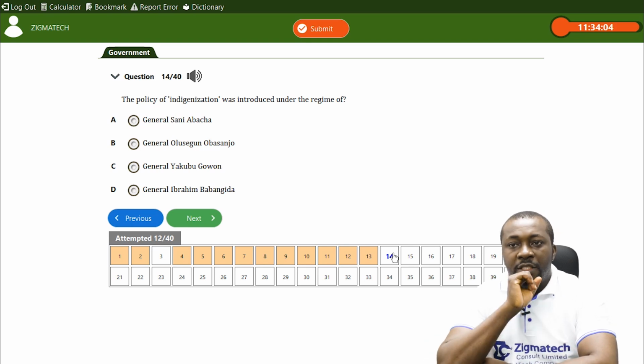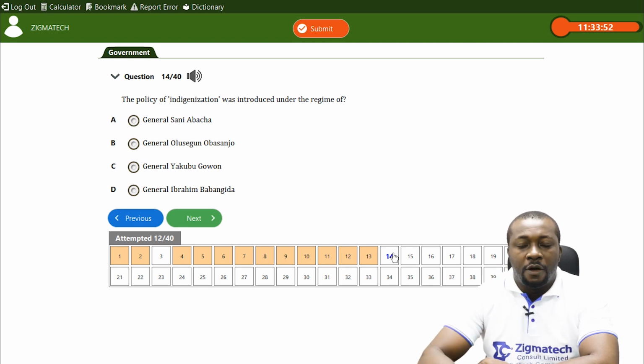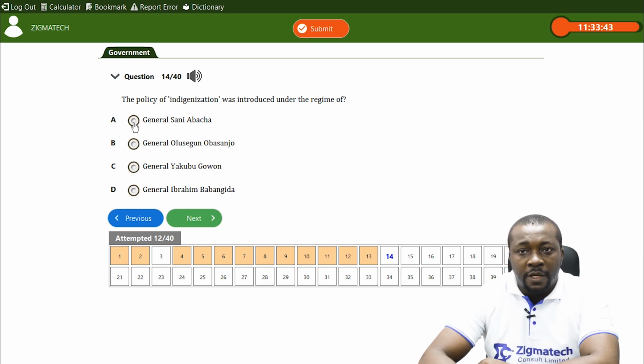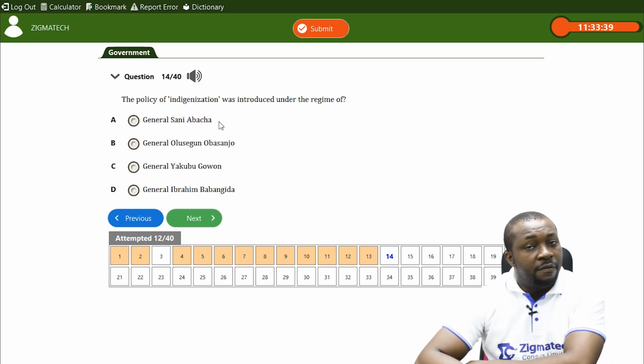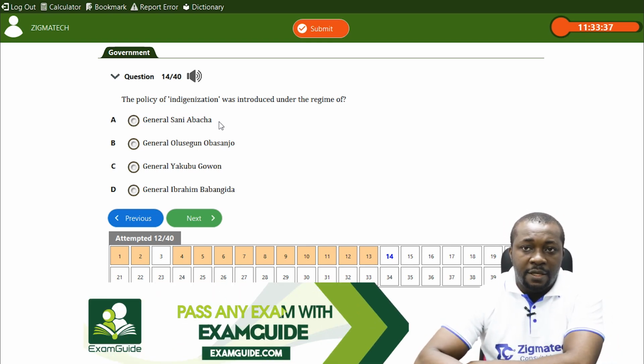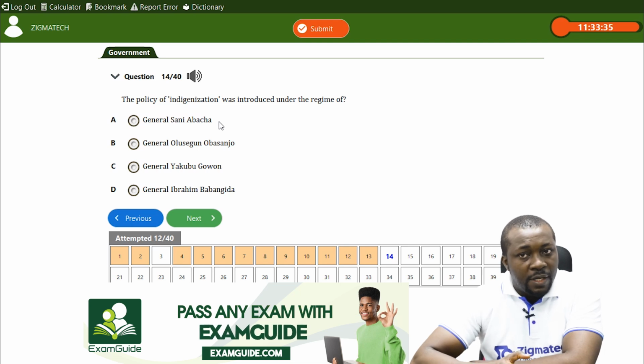And the policy of indigenization was introduced under the regime of... Now, this indigenization was promulgated under the Nigerian Enterprises Promotion Decree of 1972. And who was the head of state of Nigeria in 1972? The option is General Sani Abacha. General Sani Abacha was the head of state of Nigeria from 1993 to 1998, so he did not introduce this indigenization scheme.